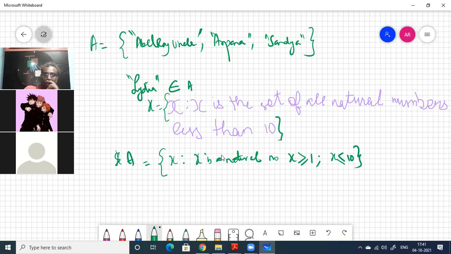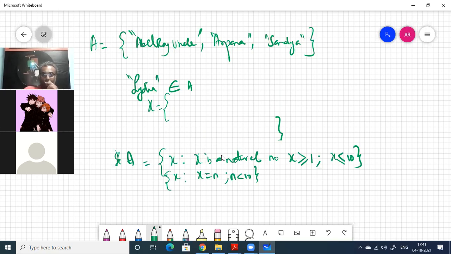We have done this also, uncle. {x : x is equal to N, x is less than 10}. With symbols, this also you can write. Or you can write N like this also. Yes. Different ways of doing it, set notation.